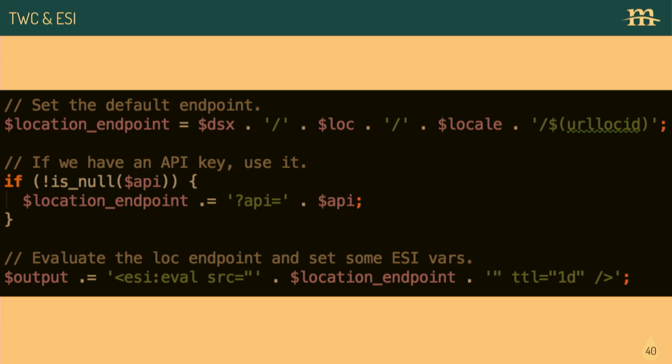So this is what that actually looks like in code. Just pieces of it here I'll show you. This is us building out our API call and then making an ESI eval, which you haven't seen before. Eval is very similar to an ESI include. The only real difference is that if you set variables in an eval, you can continue to use them later on in your ESI, which you can't do in an include. So that's why, what we're doing here, the services call actually returns an ESI variable with the full location object inside of it.